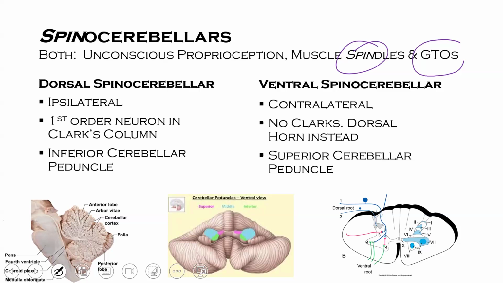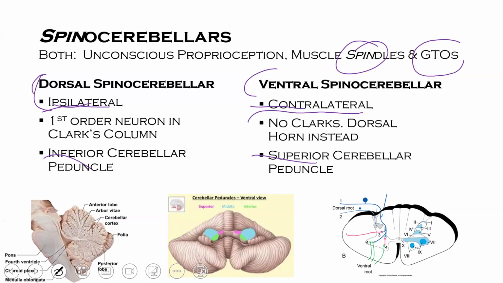We have two sets. We have a dorsal spinocerebellar and a ventral spinocerebellar. The dorsal spinocerebellar is going to stay on the same side. The ventral spinocerebellar is going to go to the opposite side. The rest of it we don't really have to worry about, except for the concept of it being same side and going through the inferior cerebellar peduncle, and then opposite side and going through the superior cerebellar peduncle.